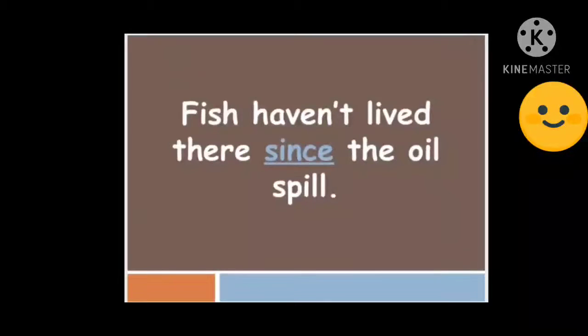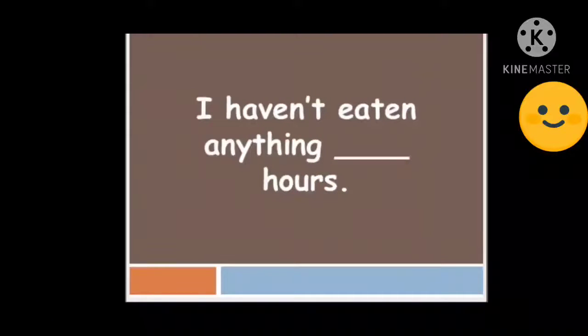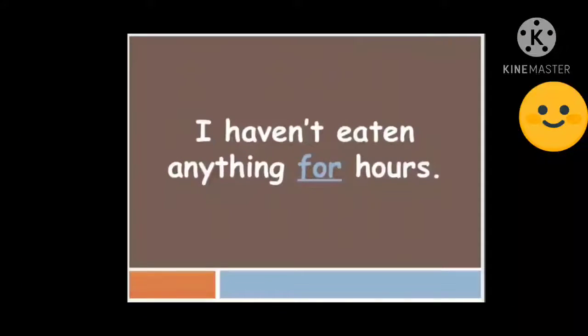Fish haven't lived there since the oil spill, means from that time onwards. I haven't eaten anything dash hours. So hours means nothing but the unit of time. Okay. So particularly 4 hours, 5 hours, 10 hours is not mentioned, but some certain time measurement or limit is mentioned here. See in the previous example also years, then we used for. So here also for is the suitable preposition. Let us see. As I haven't eaten anything for hours.